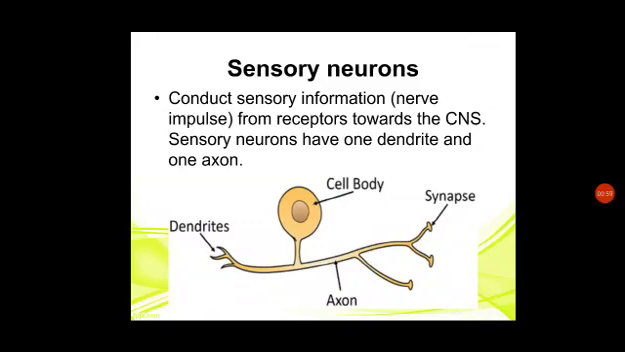Before that, we have discussed the shape of the nerve cells. The cell body of the nerve cells or neuron contains many dendrites and one axon. But in the case of sensory neurons, they have only one dendrite and one axon. You can see in the diagram, here is the cell body of the sensory neuron, only one dendrite and one axon.